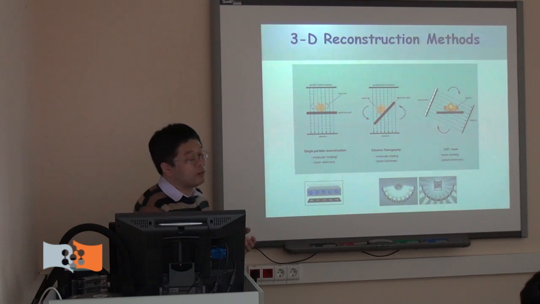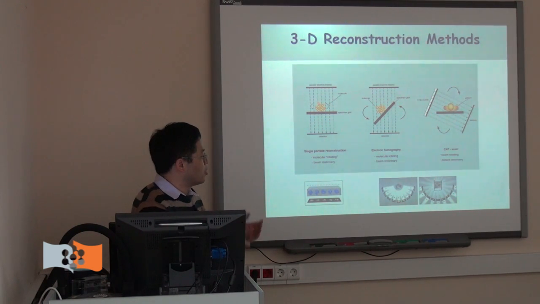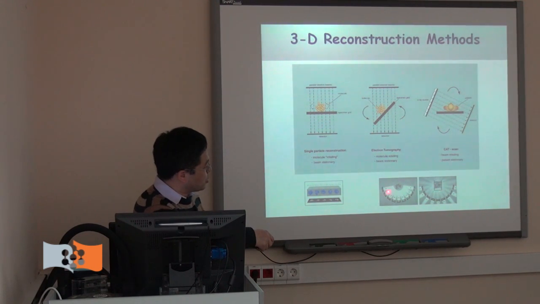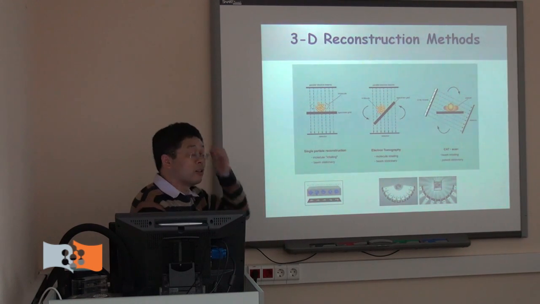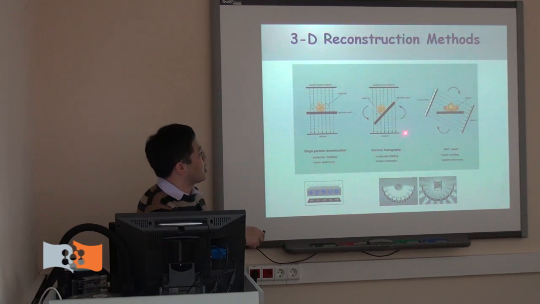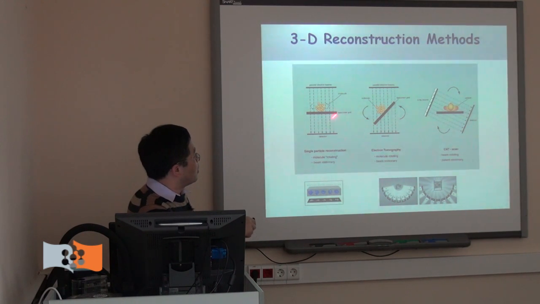After that, we have some principles to do the 3D reconstruction. Based on these projection images, you reconstruct your sample. This is what we call electron tomography. The idea is you focus on one object, and you get projection images from different angles. Another way is what we call single particle.